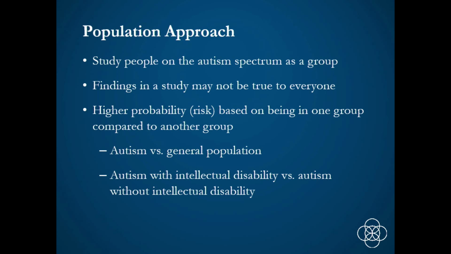And what we're looking at is higher probability or greater likelihood of a risk based on being in one group compared to another group. In this presentation, I'll be talking about two comparisons, one in autistic people compared to people from the general population, and the other in autistic people with an intellectual disability compared to autistic people without an intellectual disability, which we typically define as an IQ below 70. And it's also defined by some functional qualifications.